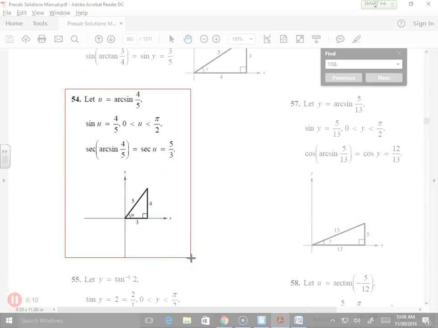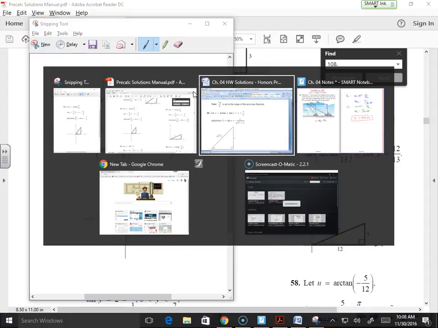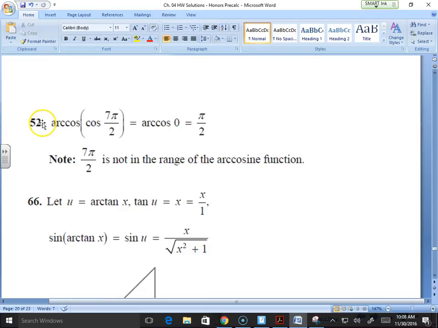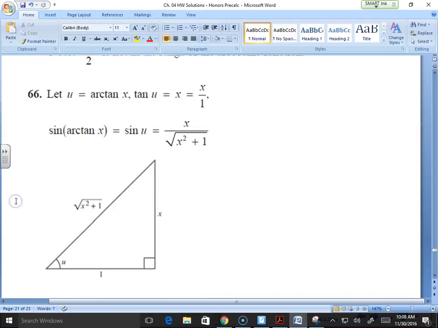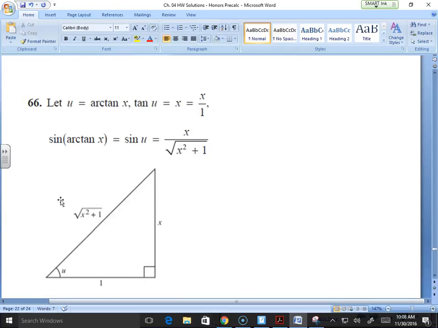Okay, you have to build your triangle. Did you guys end up with 5/3? Yeah. You'll get him in here so I have him for next time. 54 should go right here. There we go. All right. Now number 66. How do you give a plus?